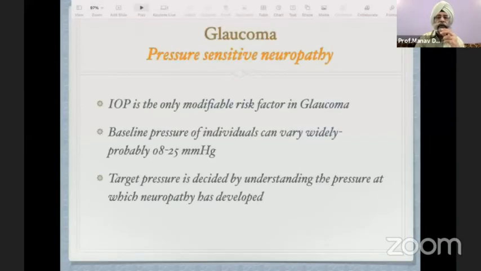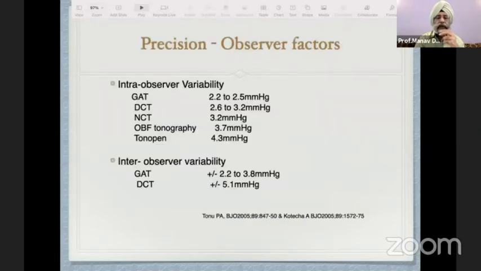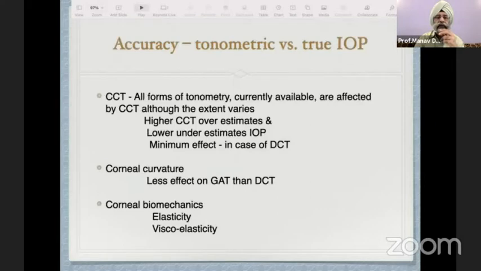As all of you know, a pressure-sensitive neuropathy is the disease we are talking about, and that is glaucoma. And IOP is the only modifiable risk factor, with a huge range of normal pressure. Two factors are very important: the precision and the accuracy. And it's important to understand the difference.